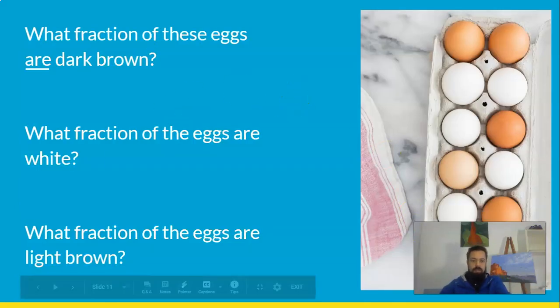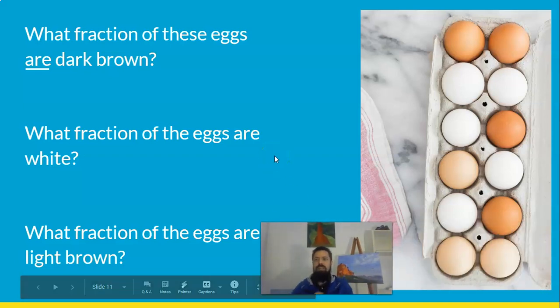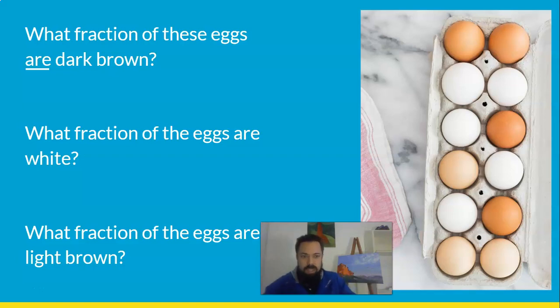Looking at 3 questions to do with this one. Firstly, what fraction of these eggs are dark brown? Secondly, what fraction of these eggs are white? And thirdly, what fraction of these eggs are light brown? So I'm going to jump out of this picture. I hope that you've got those fractions. So we've got dark brown, we've got white, and we've got light brown.